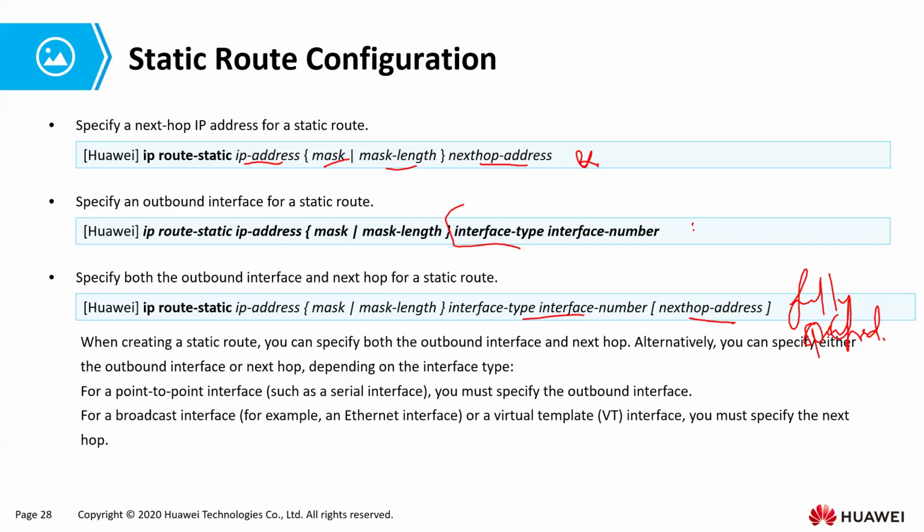This one is a directly connected route. Directly, I think so, where you use the exit interface, a directly connected route. Then this one, it should be a next hop route, I think. Not so sure here. But that's how we configure static routes on Huawei devices.